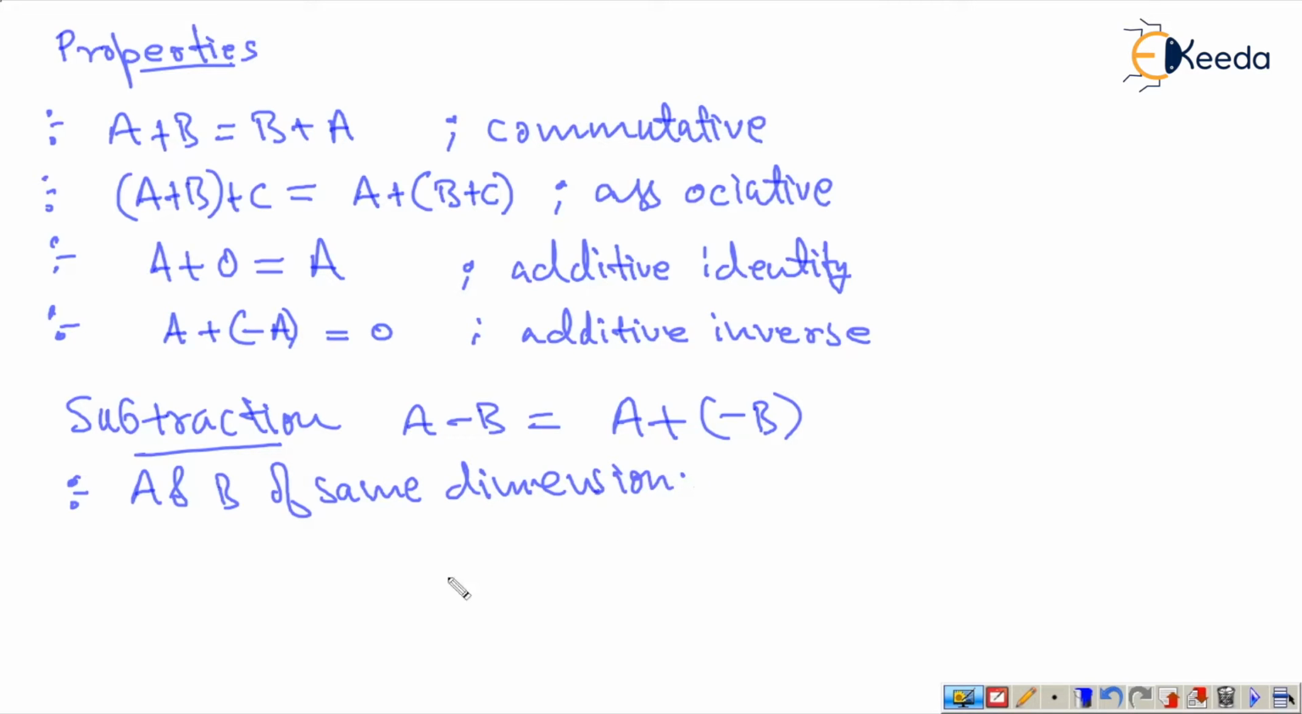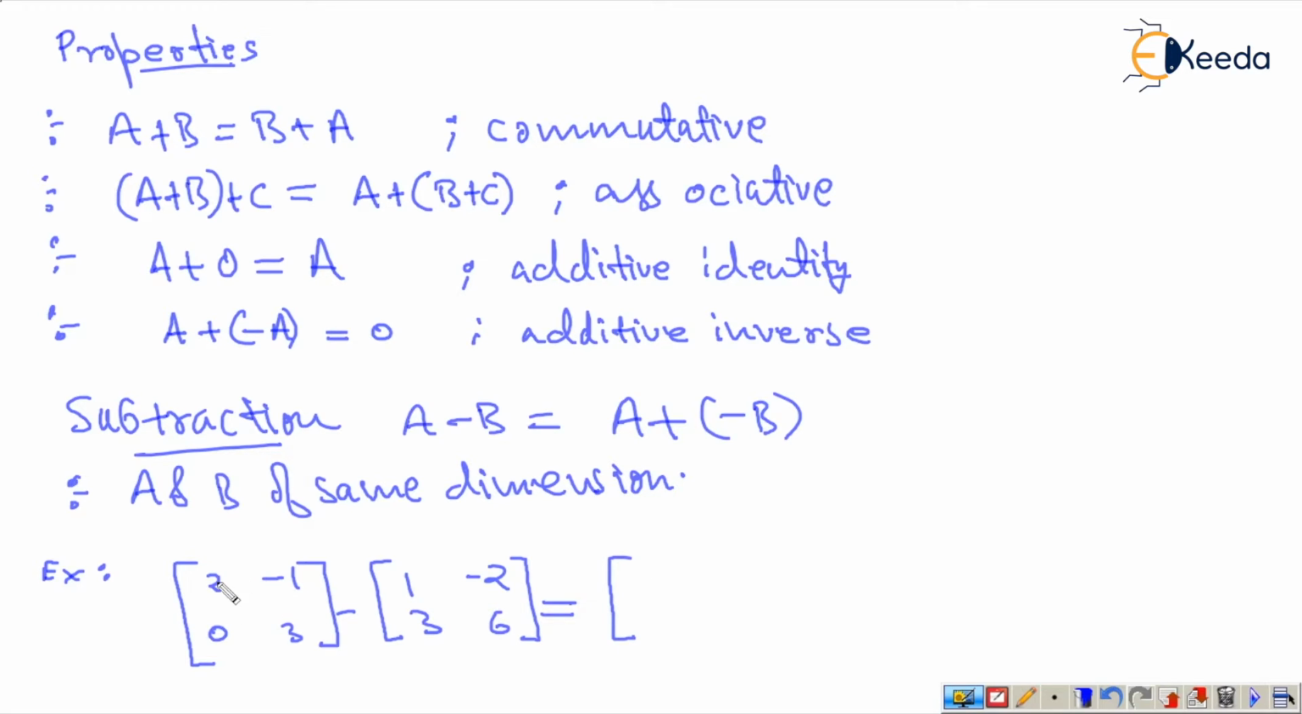It has to be of same dimension again, right? So let's say you can take the same example, or otherwise let's say this is 2 minus 1, 0 3, minus 1 minus 2, 3 6. So if this is A minus B, this is 2 cross 2 and this is also 2 cross 2, and of course the subtraction will also give the result of the same dimension. So corresponding elements have to be operated.